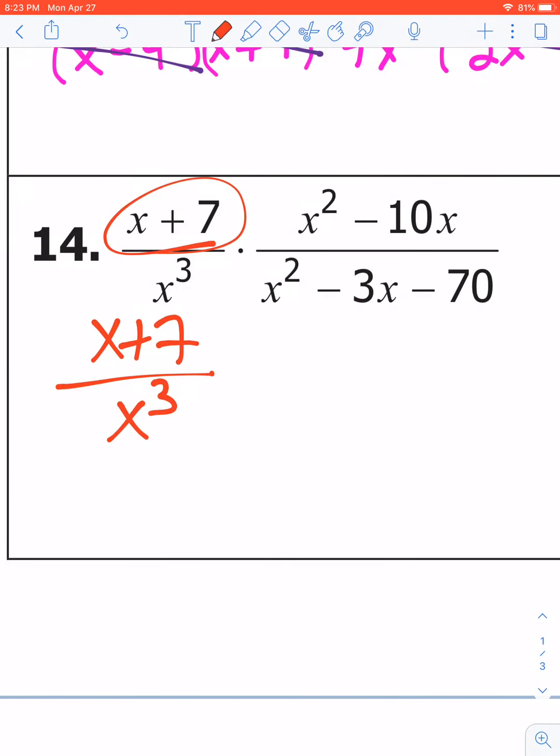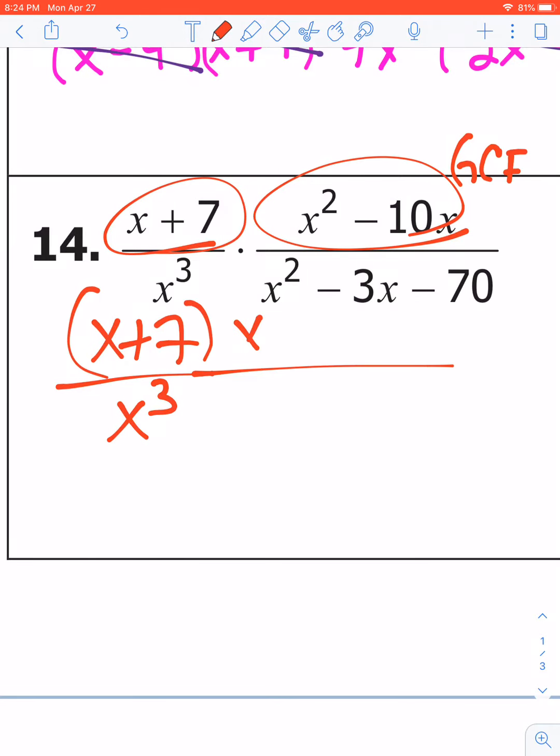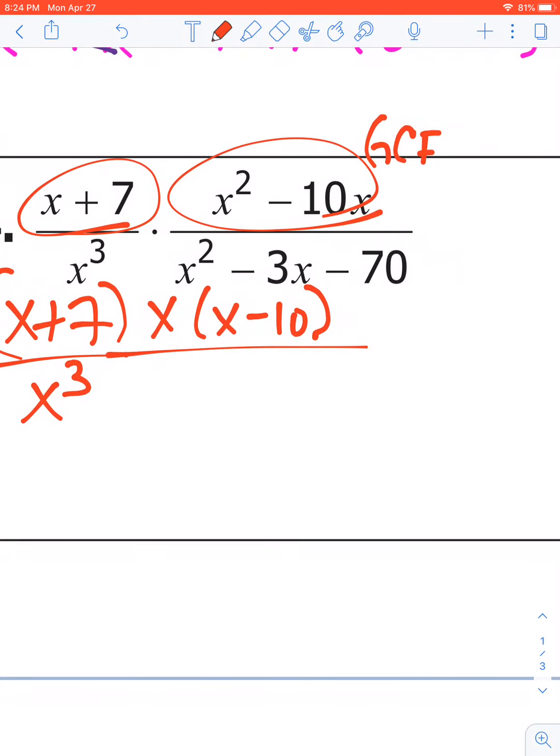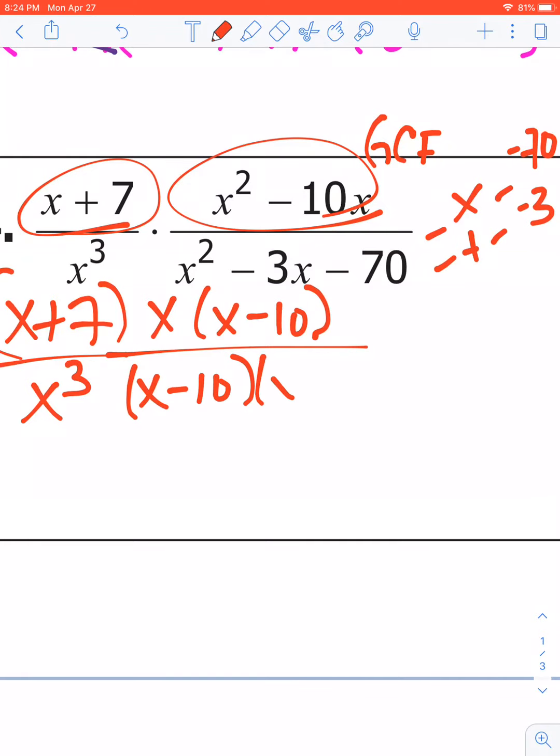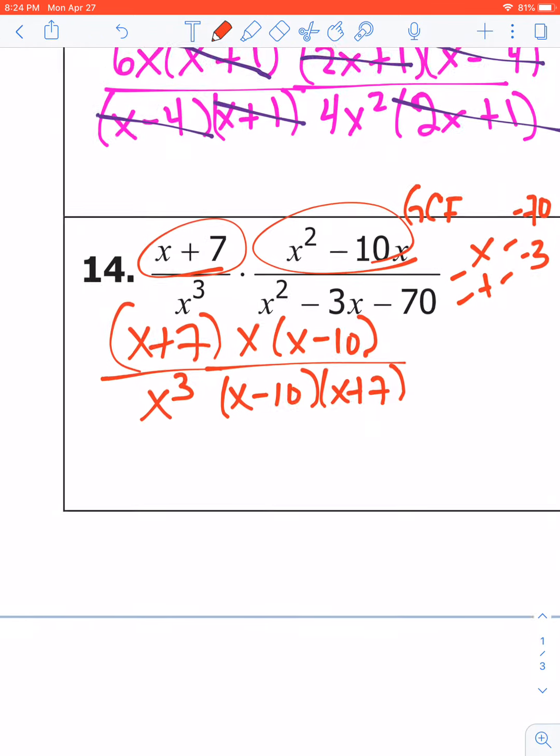All right, so our last multiplication problem, x plus 7 does not factor. X to the third does not factor. This is a GCF factoring, so I can pull out an x. And then I need to find two numbers that multiply to -70, but at the same time add to -3. And that's going to be x minus 10 times x plus 7.